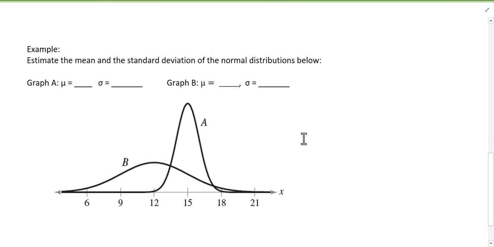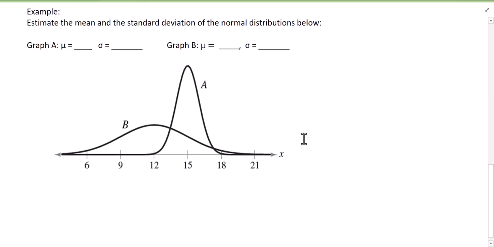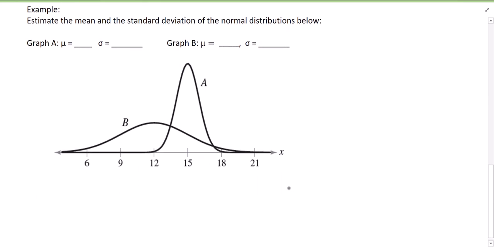Estimate the mean and standard deviation of this normal distribution. So these are not standard normal because the means are different. They're not 0. So for graph A, what would you say the mean is? Graph A is the tall one. It looks like the mean is right in the middle, at 15. So I will say that the mean here is 15.